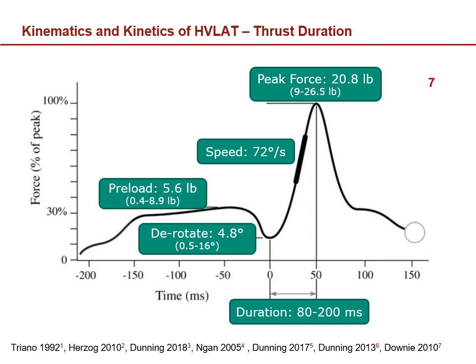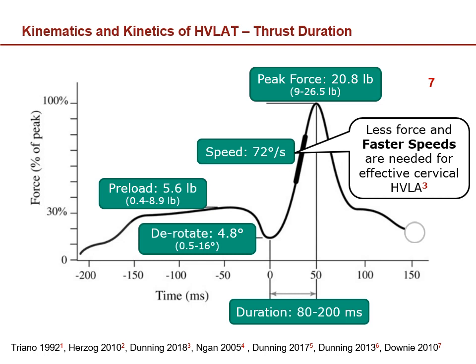And so the take-home message, beyond giving you some guidance as far as how much force you are actually going to be applying, not only with the preload but also with the peak force, is that in the cervical spine, less force and faster speeds are needed for effective thrust techniques. It's also important to note, if we're looking at the duration of the derotation as well as the actual thrust, that it's about a 1-to-1 ratio. So as quickly as you come off the barrier is as quickly as you apply the thrust.